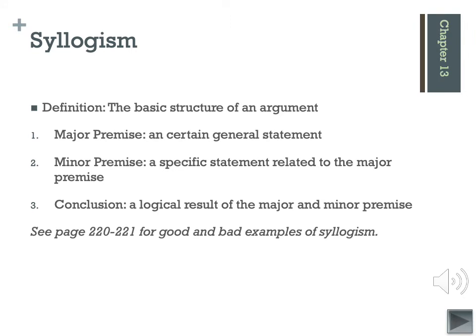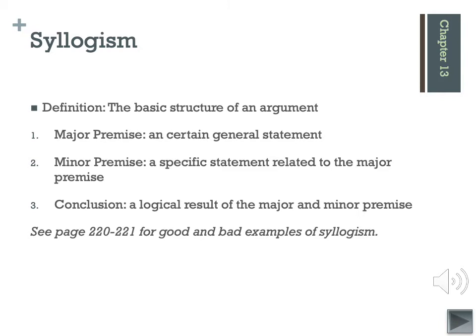Syllogism is the basic structure of an argument. So while we know that reasoning and evidence support an argument, a syllogistic argument allows the audience to follow your thought process. There are three parts to a syllogistic argument. First is the major premise. This is a statement that is certain.